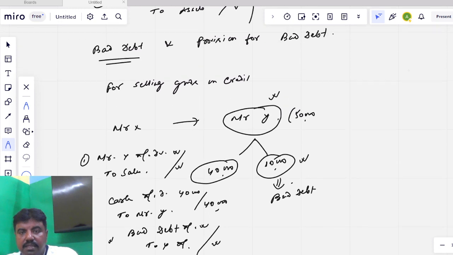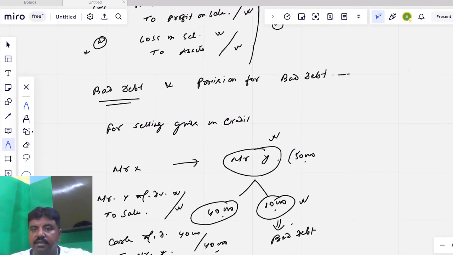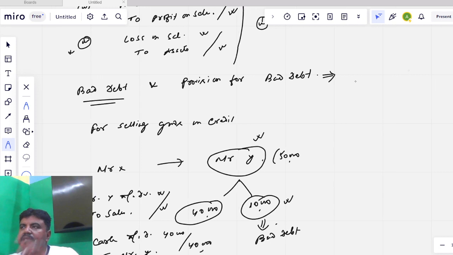Now we will come to another term, that is provision for bad debt. In accounts, there are GAAP, generally accepted accounting principles, and we follow the conservative approach. If there is a possibility of any losses in future, we have to be very cautious in advance. So what we do, we know it very well. If we sell goods on credit, debtors will be generated.